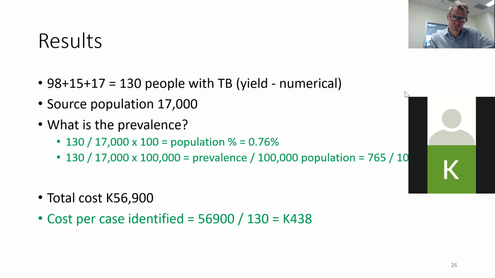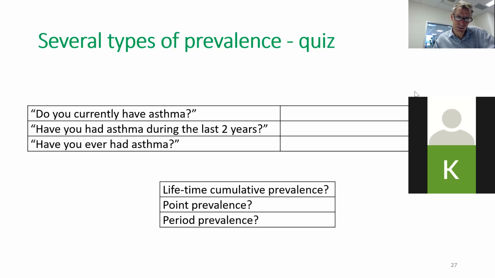This type of study is trying to answer a very simple question: what's the prevalence of TB in a community? You can see how you can go and answer such a question. All right, so there are several sorts of prevalence. I hope I'm not going too fast for you, but there are several sorts of prevalence, and it depends in some ways on the way you ask the question.